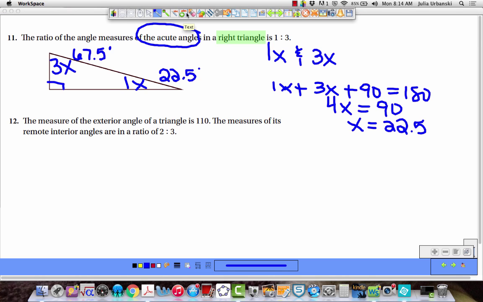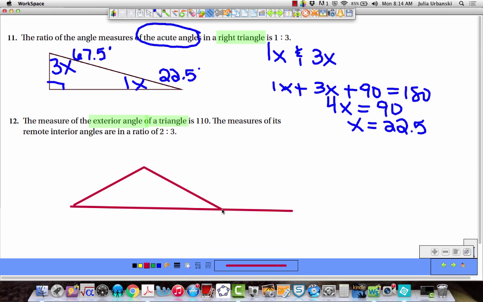The measured exterior angle. What should I draw here? A triangle with an exterior angle. Good. The exterior angle of a triangle. So I'm going to draw a straight line with a piece sticking out, and then the rest of my triangle is going to go like that. I need to have an exterior angle. I don't have that tool. That's okay. Yours won't be quite as straight.